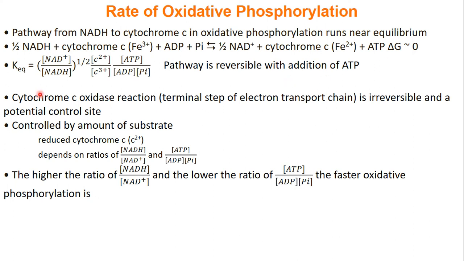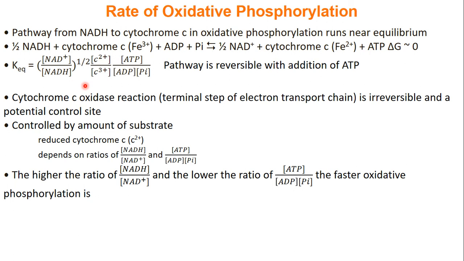If we look at KEQ, KEQ is dependent on the ratios of NAD plus to NADH, cytochrome and its different oxidation states, and ATP to ADP, which means, since this is near equilibrium, if we add a lot of ATP or our levels of ATP is high, oxidative phosphorylation will actually run in reverse. We'll take electrons from cytochrome C, give it to NAD+, use ATP, and make NADH.